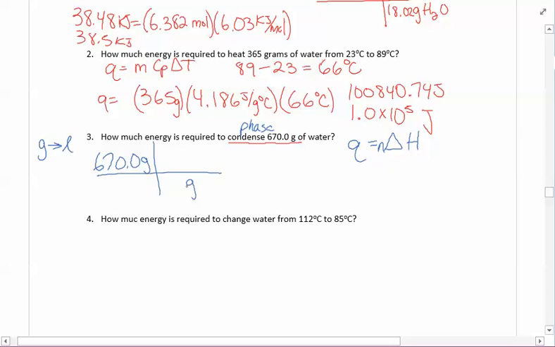So this is a simple mole conversion. 1 mole of water is 18.02 grams, regardless of what phase it's in. So that will allow us to have moles of water. You should get 37.18 moles of water. So that's our n value. We now just need to figure out the delta H.